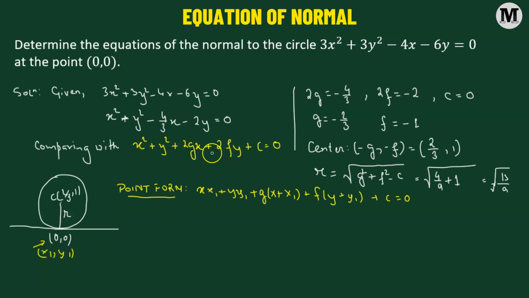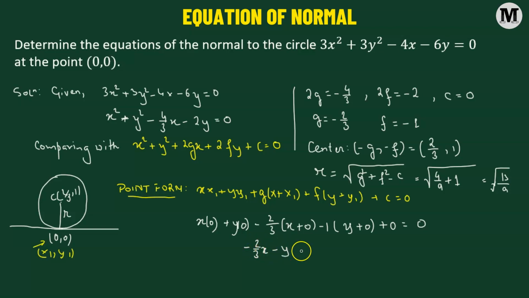So let's substitute these values. We have x times 0 plus y times 0 plus g, which is negative 2/3, multiplied by (x plus 0), and f is negative 1, so negative 1 multiplied by (y plus 0), and the c value is 0 as well. This equals 0. Now we're left with negative 2/3 of x minus y equals 0. We can multiply throughout by negative 3 to get 2x plus 3y equals 0. So this is the equation of the tangent to the circle at the point 0, 0.